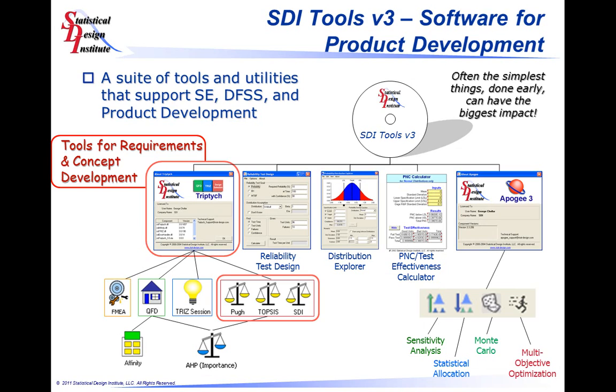The SDI Tools software includes the Triptych tools, which include a suite of tools that are important for requirements and concept development for any product or process development activity. We have previously discussed the use of the affinity diagram techniques, analytical hierarchy process, quality function deployment, FMEA, and the trees technique for developing alternatives. In this discussion, we will focus on the review of design selection techniques such as the Pugh method, the TOPSIS, and the SDI methods for design selection.